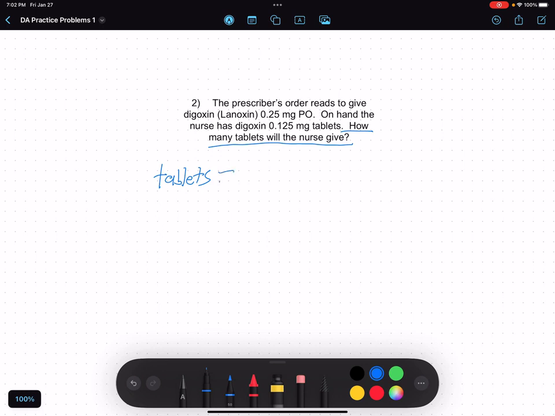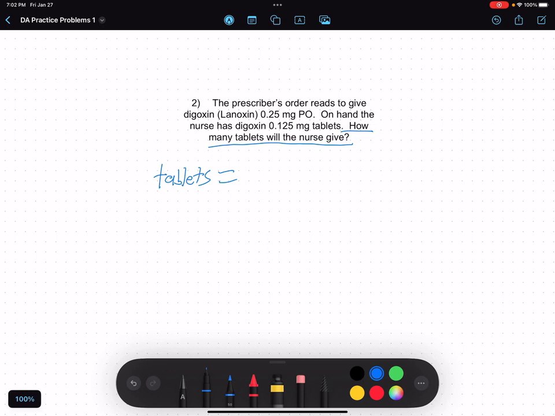All right, and that's the equals. So now we're going to look at what we're going to start with. And just like with every other DA style question, the first number we're going to write at the top of our first fraction has the unit that we want. So we know that we want tablets. So at the top, we're going to use tablets.